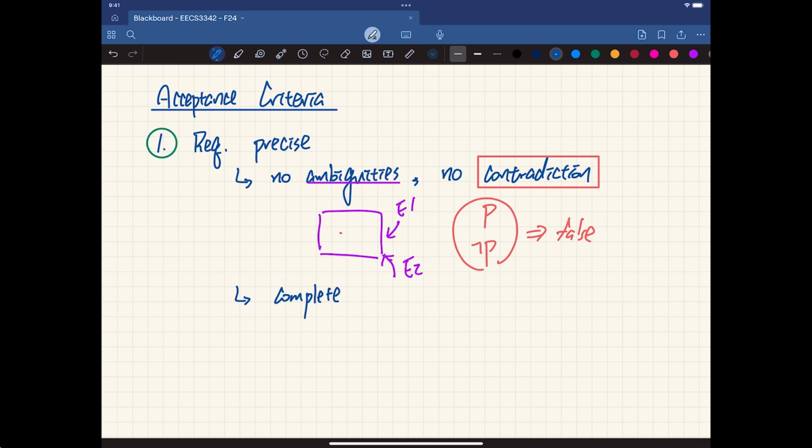That means the requirements document should really talk about all possible scenarios the customer really wants. It shouldn't be that I try to develop my code according to the requirements, but there's a missing scenario. I simply don't know what to do. The client didn't tell me. I shouldn't assume for them, right? No missing scenario.